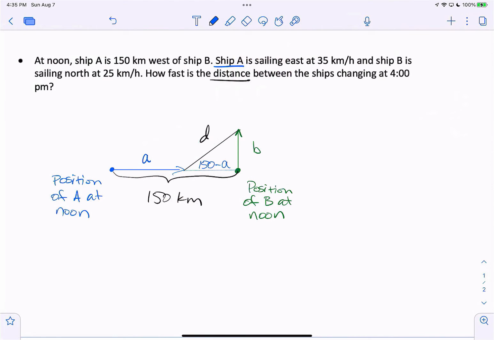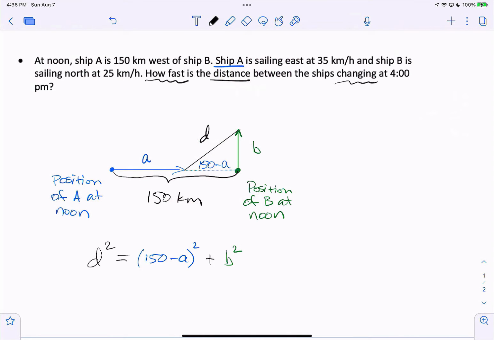Now, using these labels, we can say that D squared is equal to (150 minus A) quantity squared, plus B squared. All we've done so far is we've interpreted basically the first couple of sentences, and then we have identified a distance. But now we need to bring in the calculus. How fast is the distance changing?